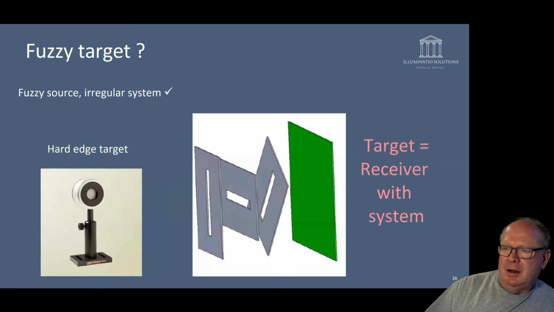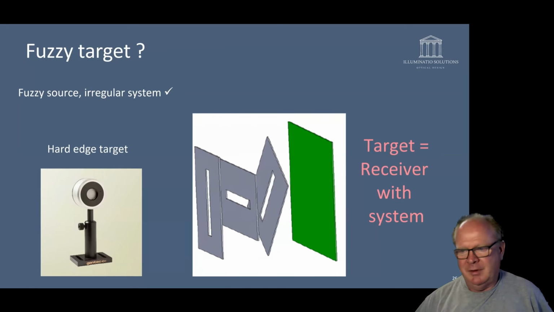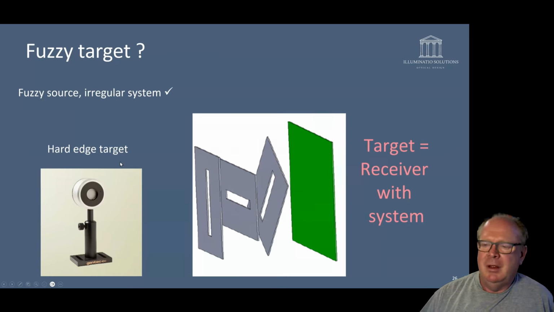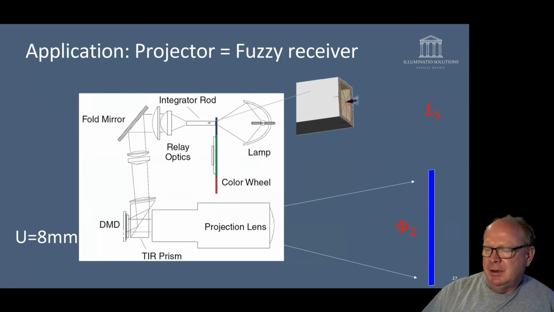Okay, so now a final comment on targets. If we have a hard-edged source and a fuzzy source, we can also have a hard-edged target like this one, and we can have a fuzzy target, or maybe a receiver with a weird optical system, which has to be described like an angular-dependent sensitivity or something like that. I want to show you one example.